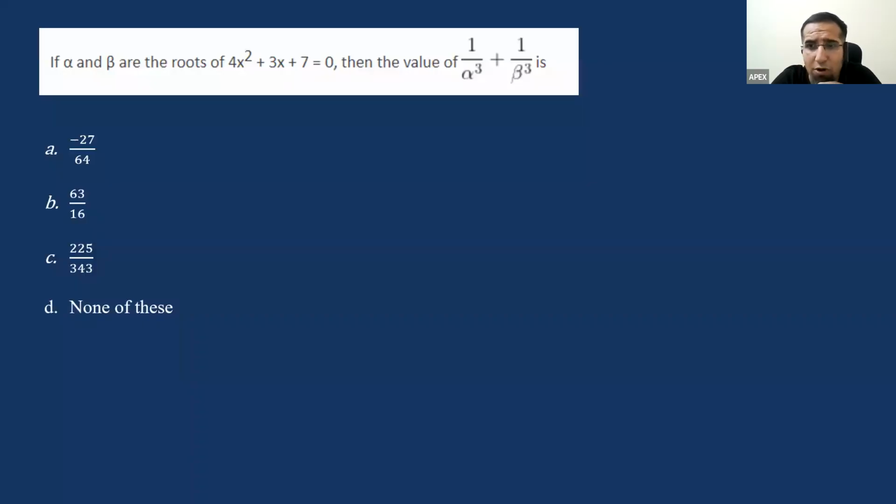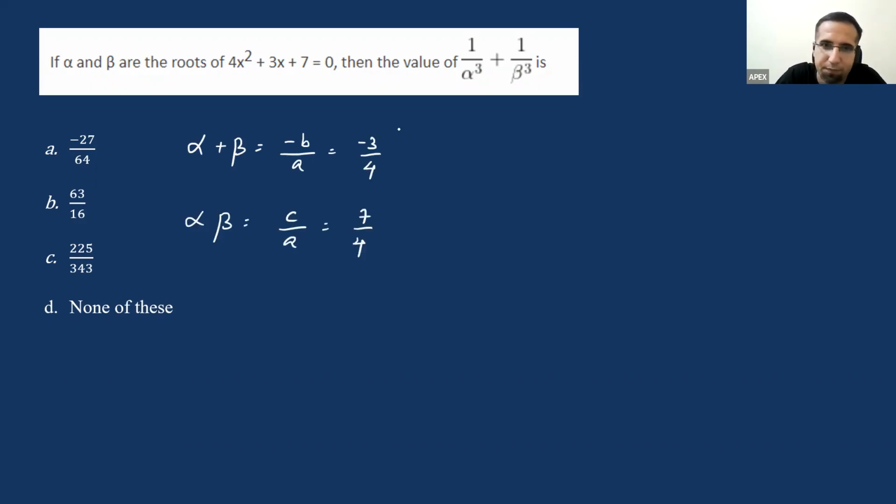Now, people who know quadratic equations, you should have grabbed this with both hands because all we are using is the sum of the roots and the product of the roots. So if alpha and beta are the roots, I know that alpha plus beta in a quadratic equation is minus b by a. That is going to be minus 3 by 4. And alpha into beta will be equal to c by a. That is equal to 7 by 4.